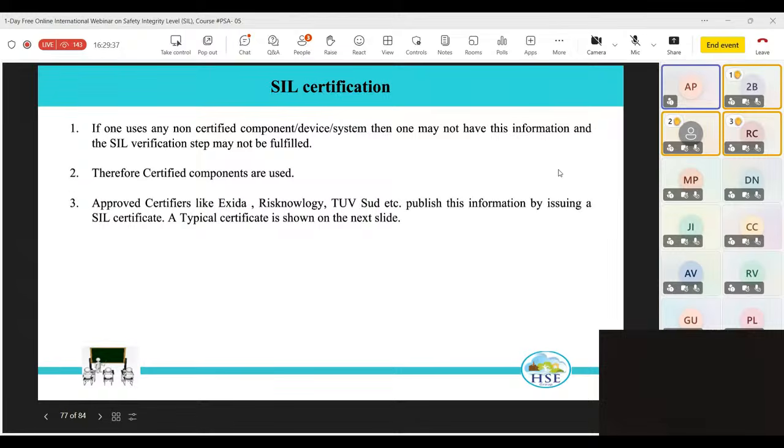So approved certification bodies need to be there to certify these various things. That is a necessity because of the third party situation. That means the standard does not demand certification, but the standard demands compliance. In the absence of third party certifiers like exida, TUV and others, we cannot just trust them. Suppose there are people who self-certify their product, but nobody will trust them because they will have their vested interest in selling their products to you.